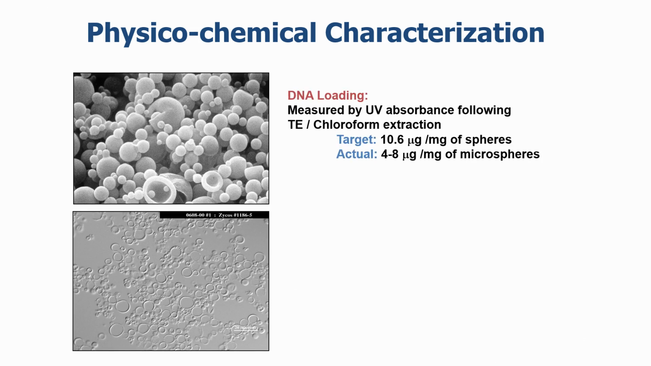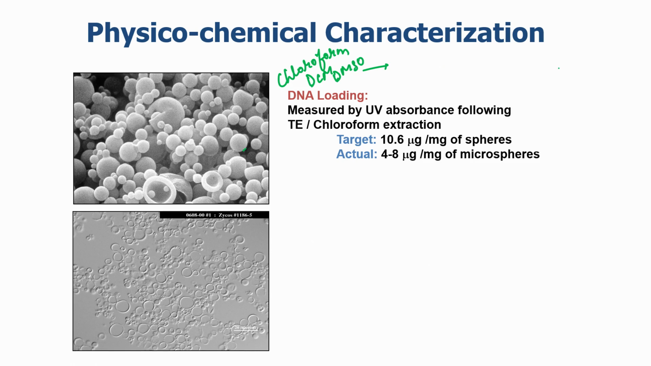Once you form these particles, you can do some physico-chemical characterization. You can do a simple SEM image to get the sizes and the morphology. You can do normal light microscopy to further get the sizes. And then you can measure the DNA loading. How can you measure the DNA loading? You can dissolve these particles. All of these particles are soluble in, let us say, chloroform, since PLG is soluble in chloroform, or DCM, or DMSO also. So you can solubilize them.